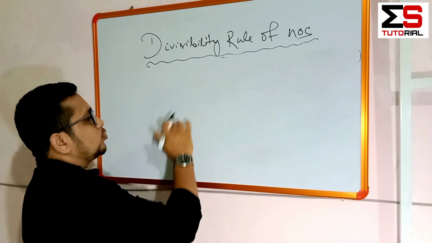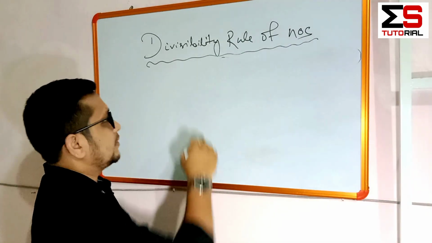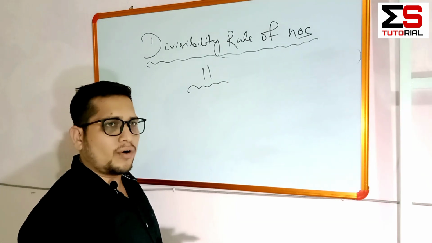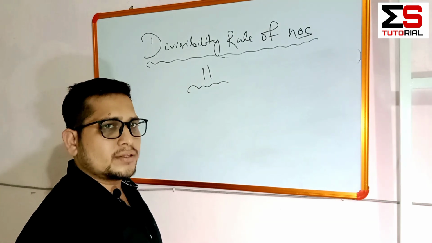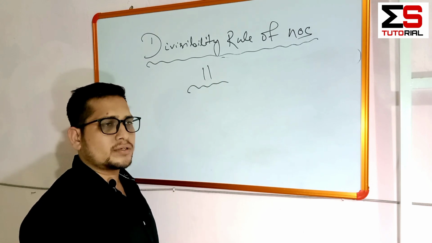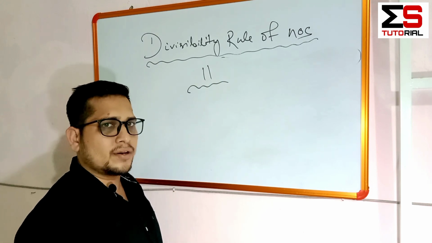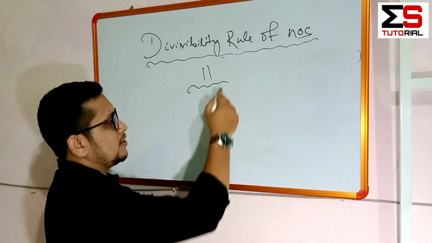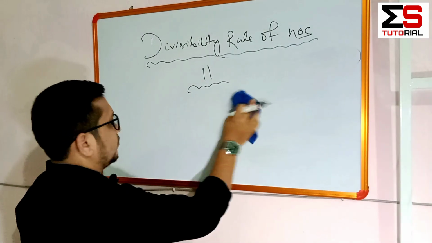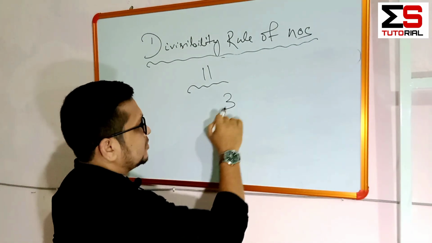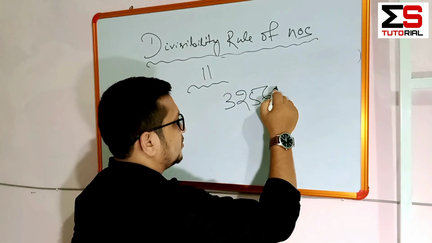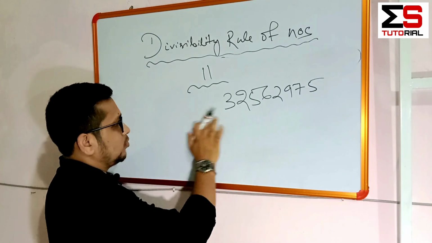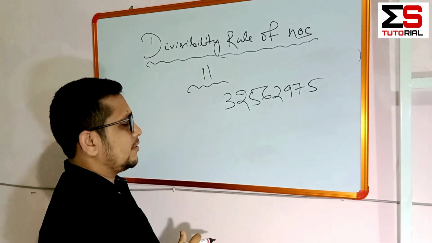So next we will learn the divisibility rule of 11. If the difference between the sum of all the odd placed digits and the sum of all the even placed digits is 0 or 11 or maybe a multiple of 11, then this number will be divisible by 11. So for example, a number is 325629755. Here we have to find out whether it is divisible by 11 or not.